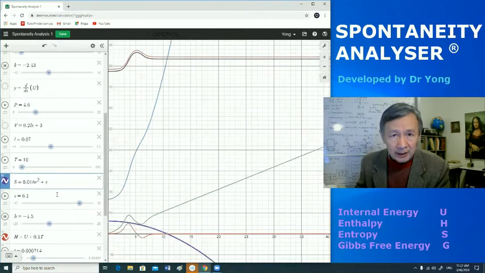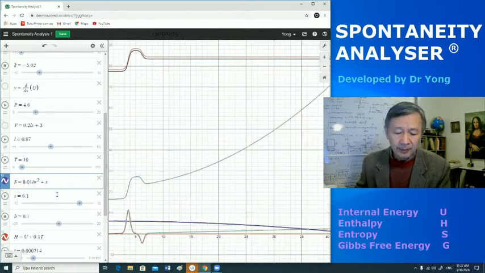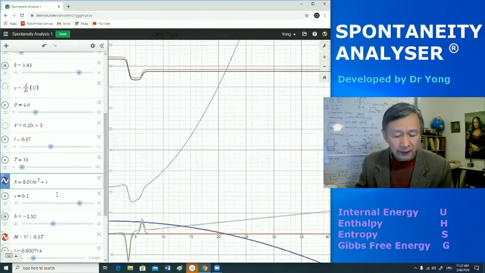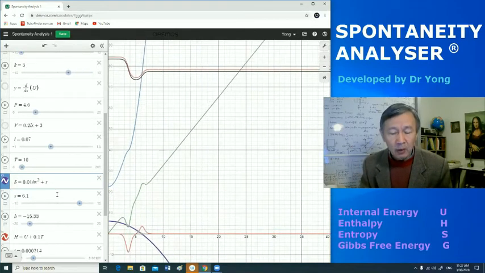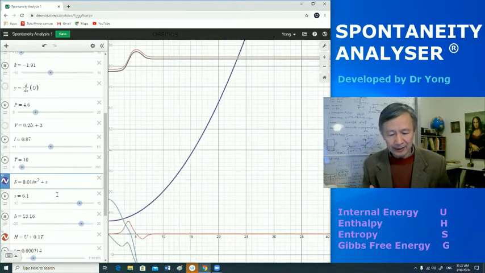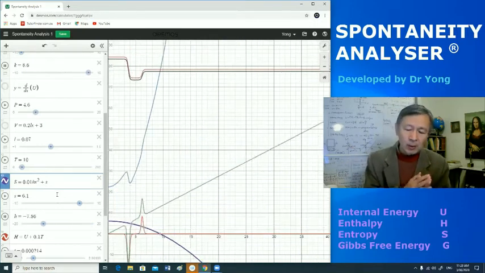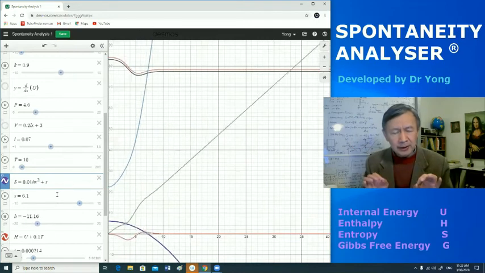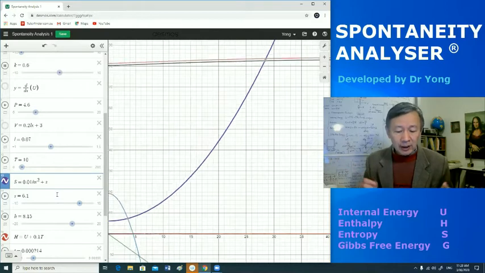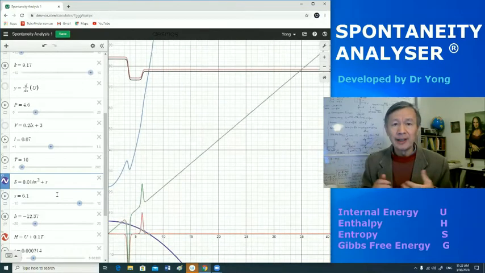So, what is spontaneity? It is a concept used to judge or identify whether a process or part of a process can be considered as spontaneous. In other words, whether or not a process can happen automatically without any support from the outside.